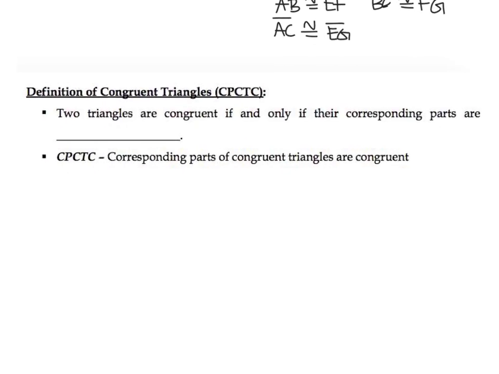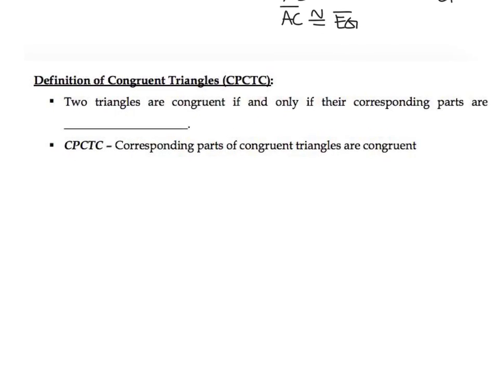As I said, 2 triangles are congruent if and only if the corresponding parts are congruent. This boils down to the statement corresponding parts of congruent triangles are congruent, which abbreviation is used as CPCTC. We're going to use this abbreviation in proofs instead of writing out the entire statement. Each letter pretty much stands for a different part of the statement.